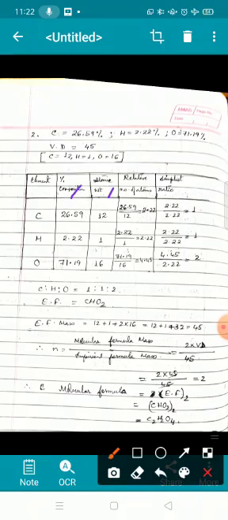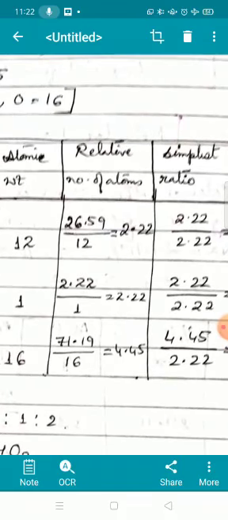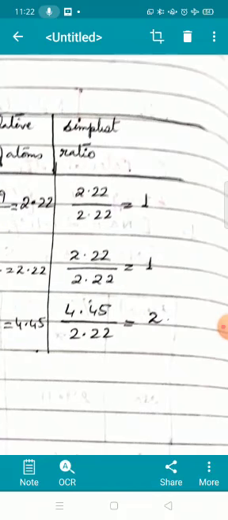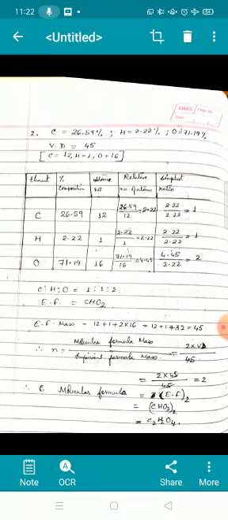Now here what we notice, out of the three values we got there is one number which is repeated, that is 2.22, and it happened to be the smallest number. So in the simplest ratio, all these three values are to be divided by 2.22, and when we divide by 2.22, fortunately we don't get a fraction anymore, we get whole numbers 1, 1 and 2. So I don't require the next column to make simplest whole number ratio. So carbon to hydrogen to oxygen is 1 to 1 to 2. So the empirical formula of the compound becomes CHO2.